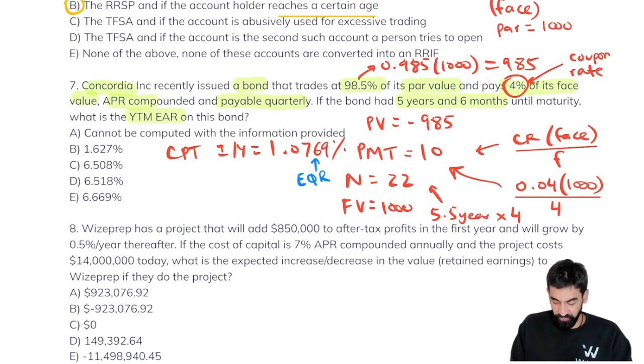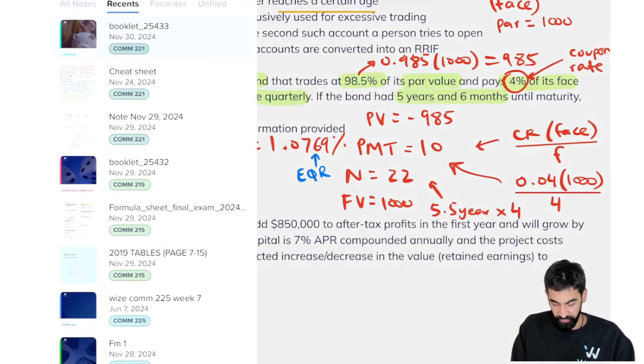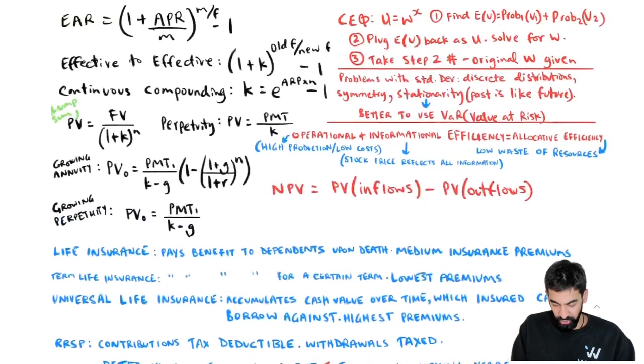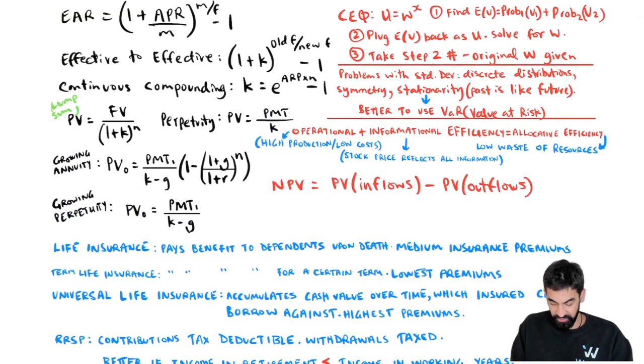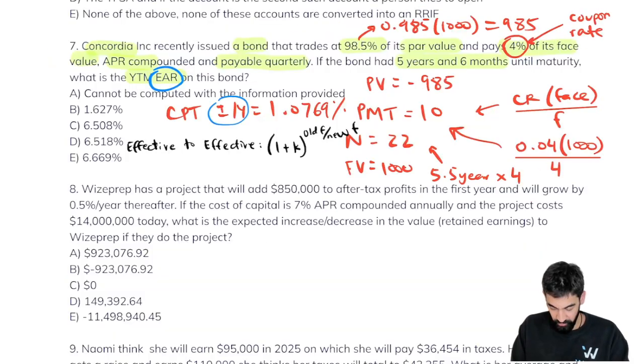Now, how do I convert that into an effective annual rate? When they say YTM, they're asking for the IY. The yield is the same as the IY, but on an annual basis. For this, you can use your effective to effective formula. And what was our effective to effective formula? Let's go to our cheat sheet, actually. If you go to the top left, you see the second formula there. It says effective to effective. We're going to use this formula here.